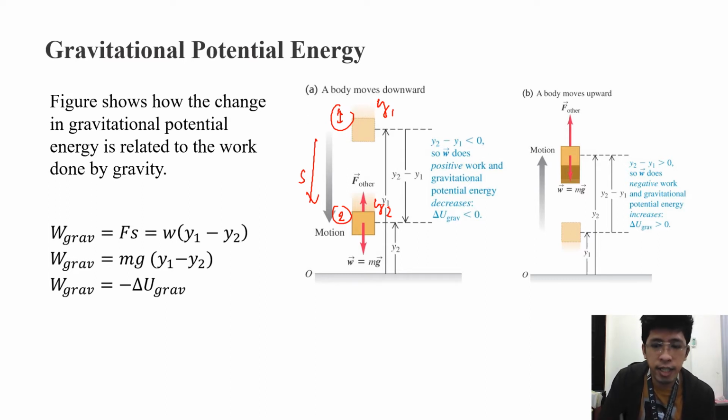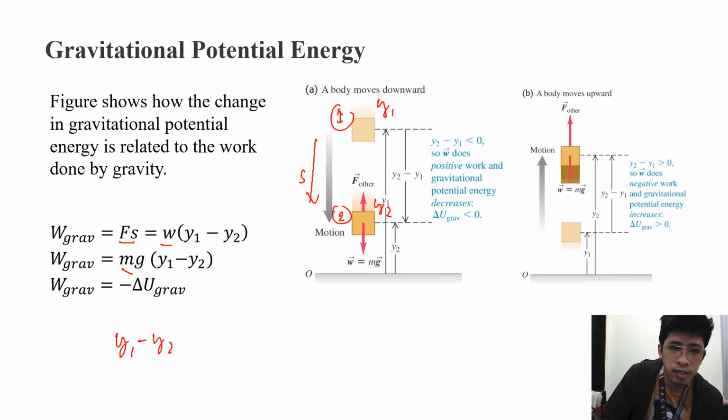Now let us find the relationship between the work done by gravity and the gravitational potential energy. The work done due to gravity is just equal to your force times your displacement s. Here your force is the force due to gravity, which is your weight, W, and your s is equal to y1 minus y2. Your weight is just equal to your mass times your gravity. So your work due to gravity is equal to mg, y1 minus y2. And since y1 minus y2 is just equal to the negative of y2 minus y1, the term in the parentheses is just your change in y, and you have a negative. So your work done is equal to the negative delta U gravity.